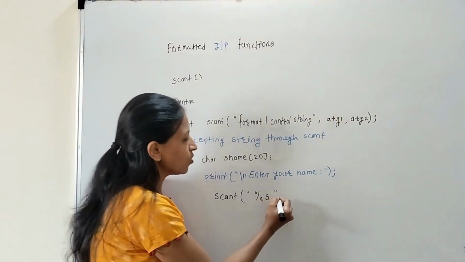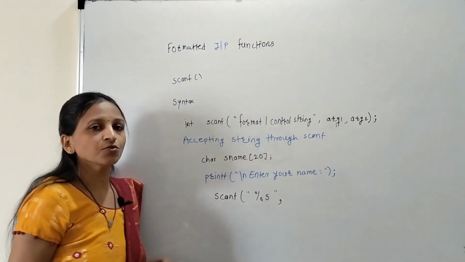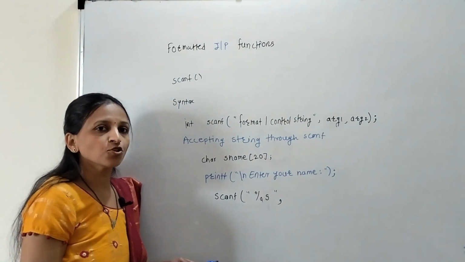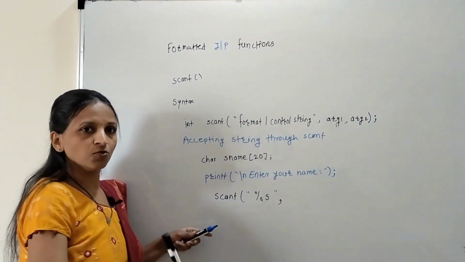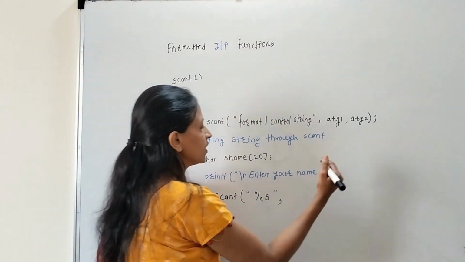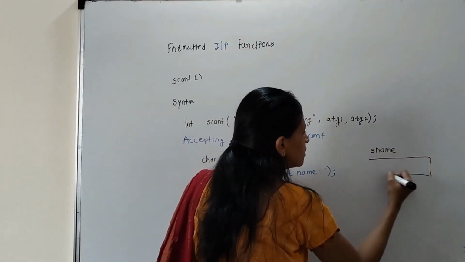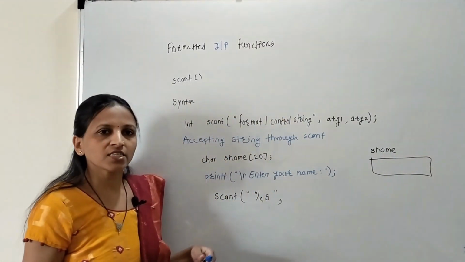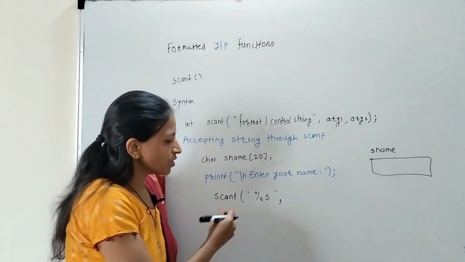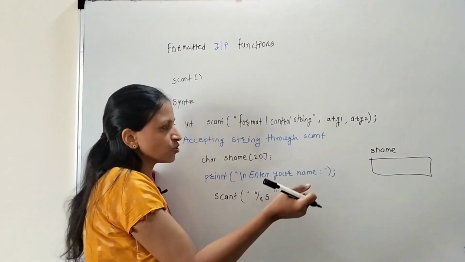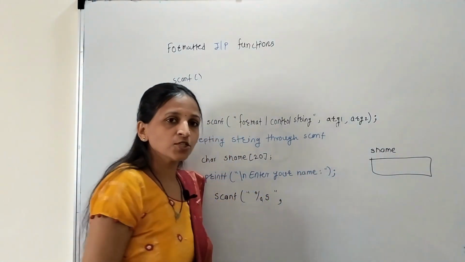Now after the comma, actually we have to give a location, the address of that variable. Normally we give an address here. Sname is there inside memory, and 20 bytes are reserved for that sname. Whatever the user will enter will get stored at this place.